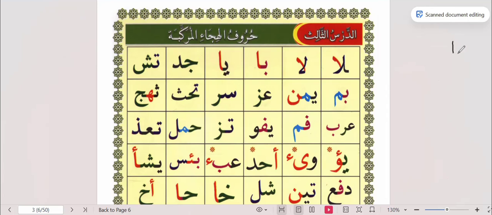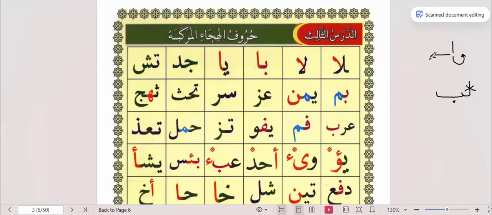Alif cannot join with any letter. Yani alif can join hand with any letter which is standing before it. And you cannot say alif can join with any letter following it. Like this is not alif, this is lam.